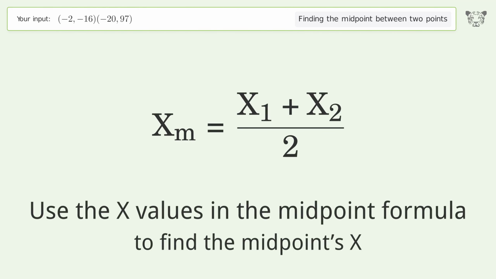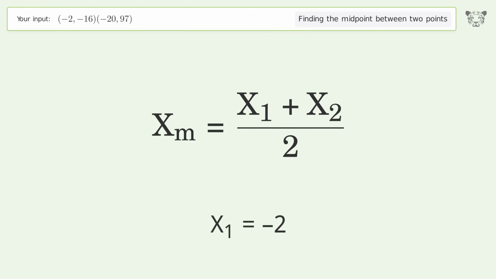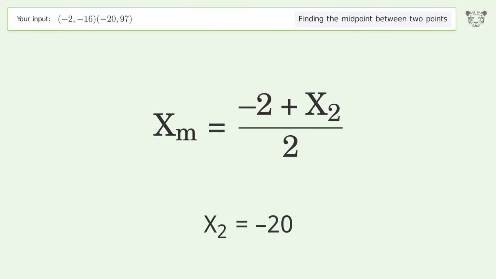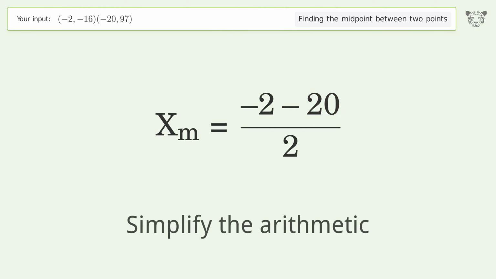Use the x values in the midpoint formula to find the midpoint's x. x1 equals -2. x2 equals -20. Simplify the arithmetic.